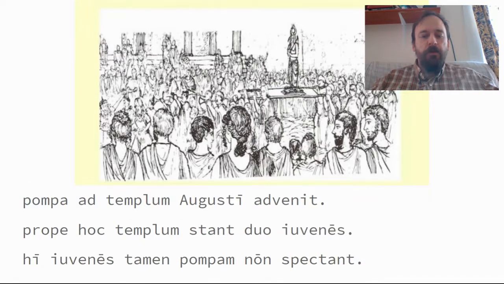Pompa ad templum Augusti advenit. Prope hoc templum stant duo juvenes. Hi juvenes tamen pompam non spectant. What are they watching if they're not watching the pompam? Pompa ad templum Augusti advenit. So the parade has approached or reached the temple of Augustus, and we can see it right in the background. Duo juvenes are standing near this temple, hoc templum, near this temple. Hi juvenes tamen pompam non spectant. These young men, however, are not watching the parade.